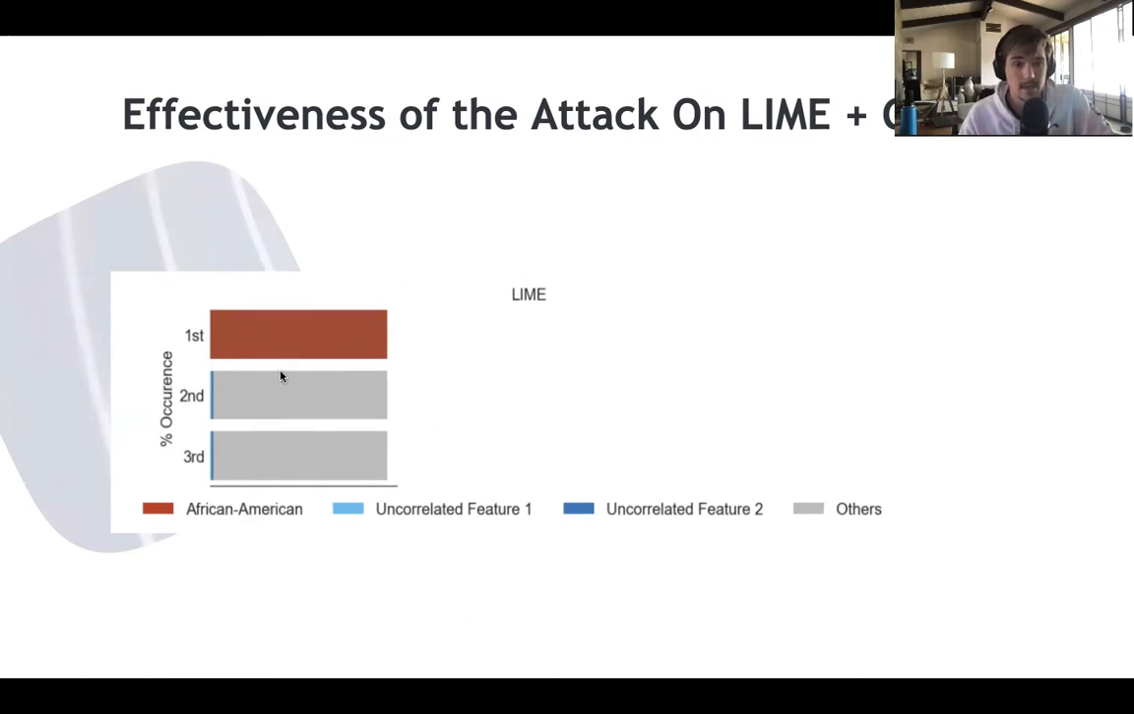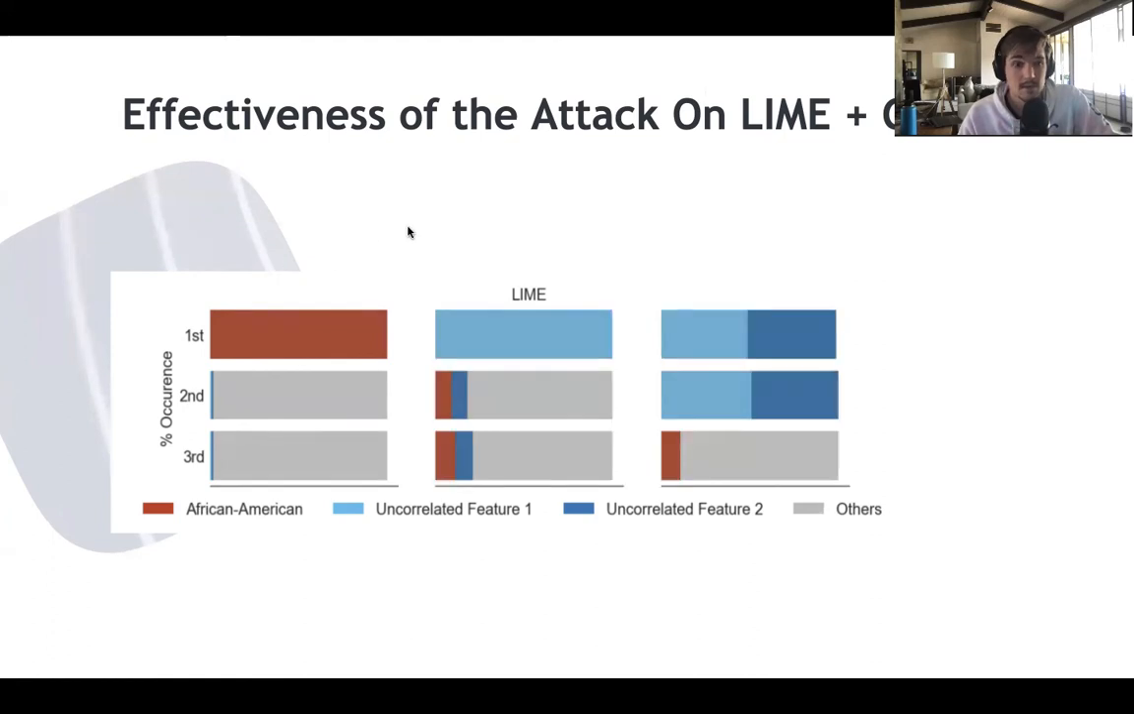So this pane here indicates a model that is biased but does not use the attack. And we see that the race feature is listed as the most important feature in every instance. However, when we introduce the attack, we also introduce two uncorrelated features with the race feature. So although the model is making predictions on the in-distribution data using the race feature, on this out-of-distribution data, the model uses this uncorrelated feature that has nothing to do with these predictions.